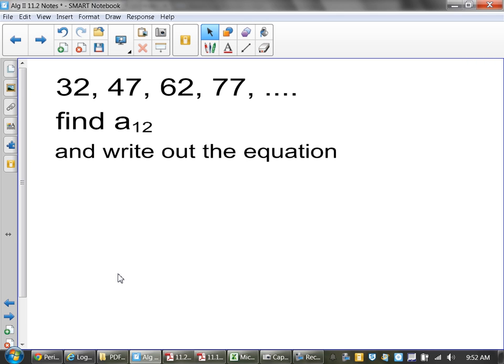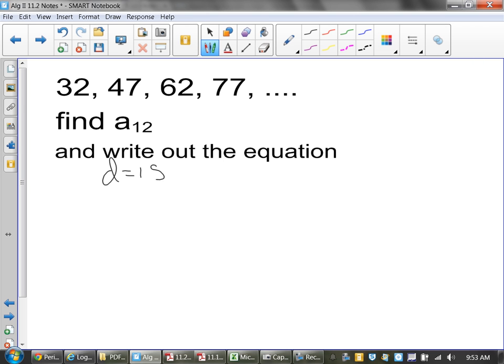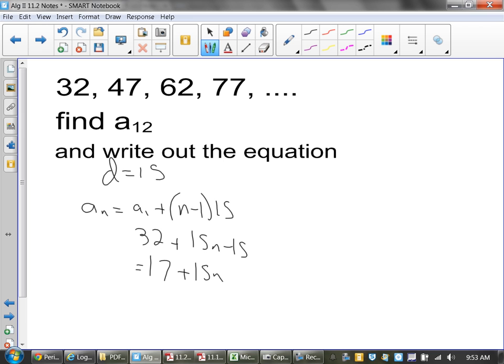Alright. That was awful. Your common difference was 15. So your a sub n is your first term plus n minus 1 times 15. So you have 32 plus, oops. So did you get 17 plus 15n? And then you substitute in 12 for n, I'm guessing. Again, probably not very difficult.